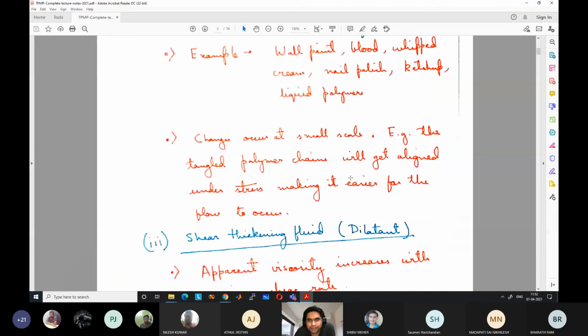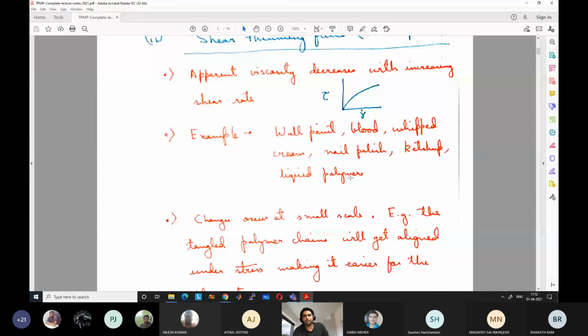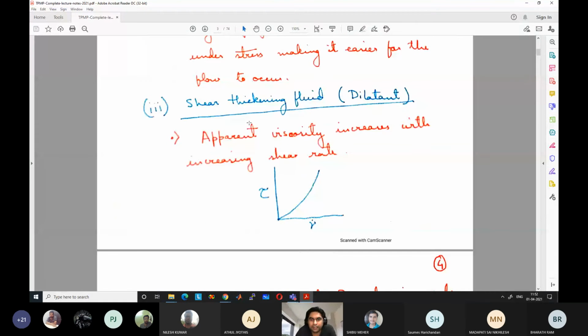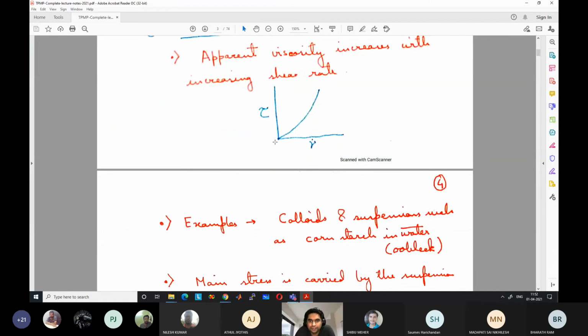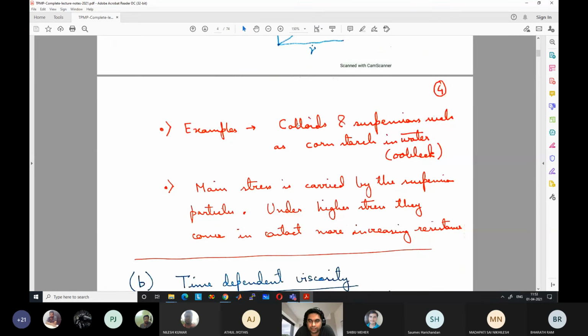Okay. Some examples are colloids or suspensions, like the video that I have shown you today, the cornstarch in water. If you remember that experiment, the person was putting the ruler in very slowly, and it was getting dipped very easily. But if he is hammering it at a very high force, it behaves like a solid because the apparent viscosity increases drastically, as if it is a solid.